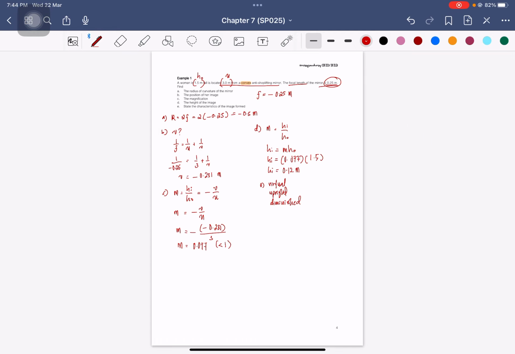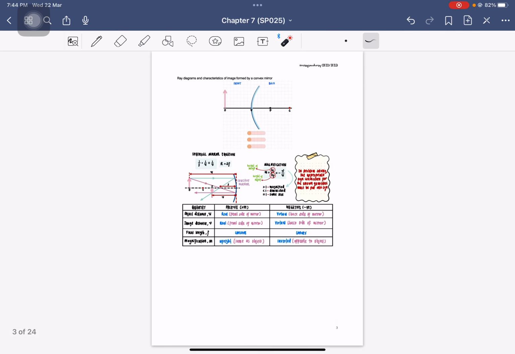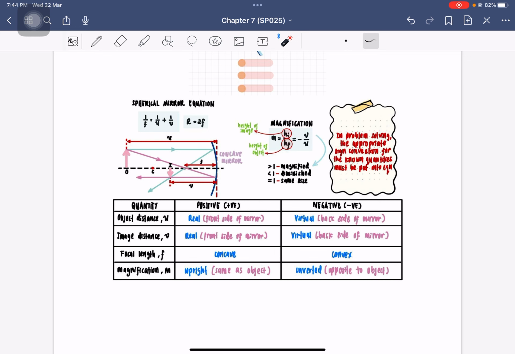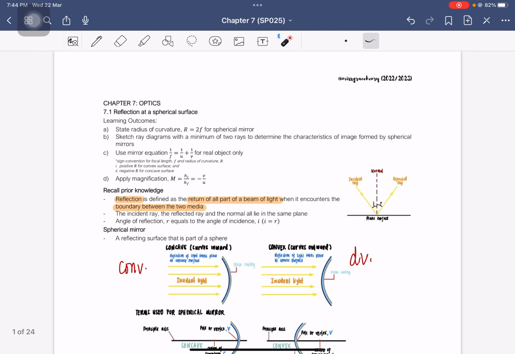Right, so that is the solution for example 1, and that is basically for subtopic number 1. So what you need to know is basically this page here, as well as sketching the ray diagrams and determining the characteristics of the image. Right, so that is all for subtopic number 1.